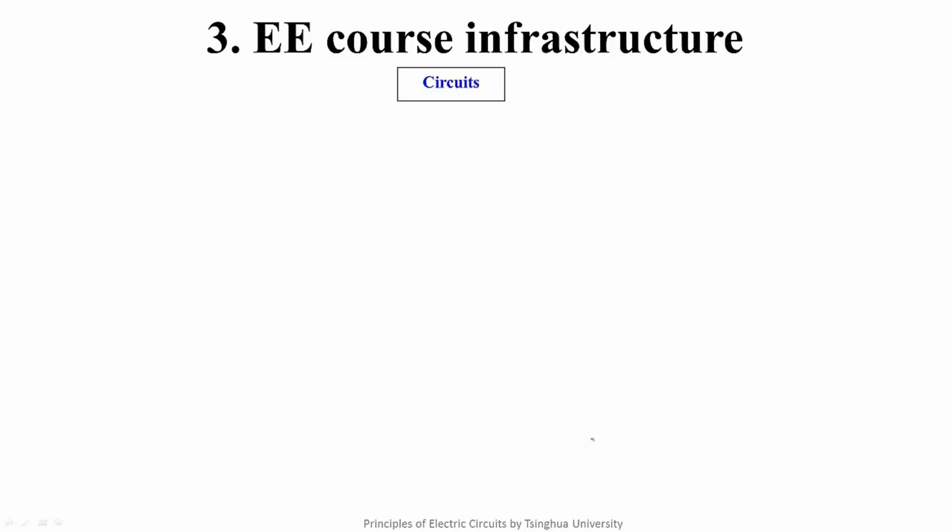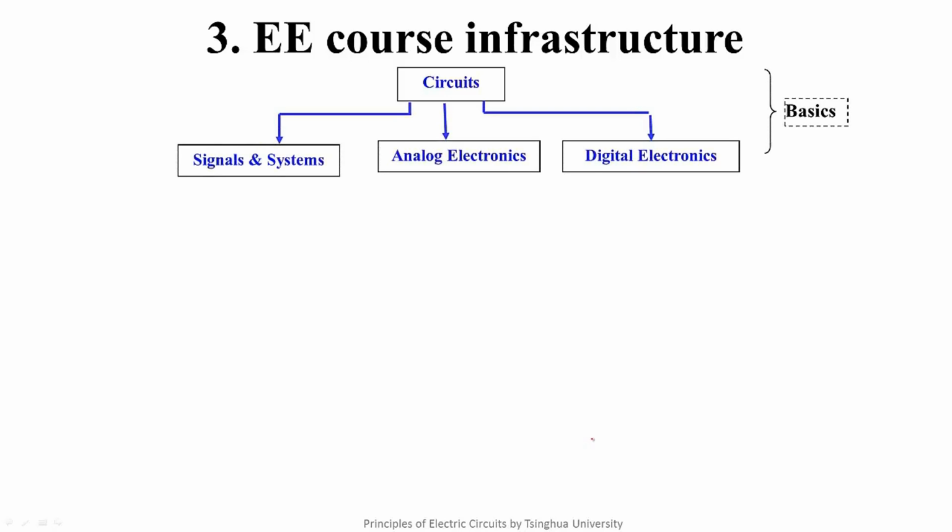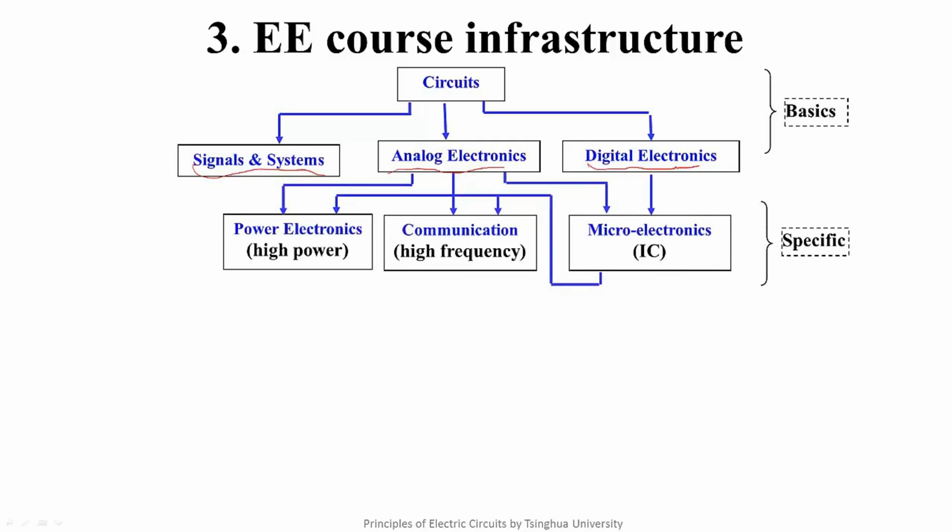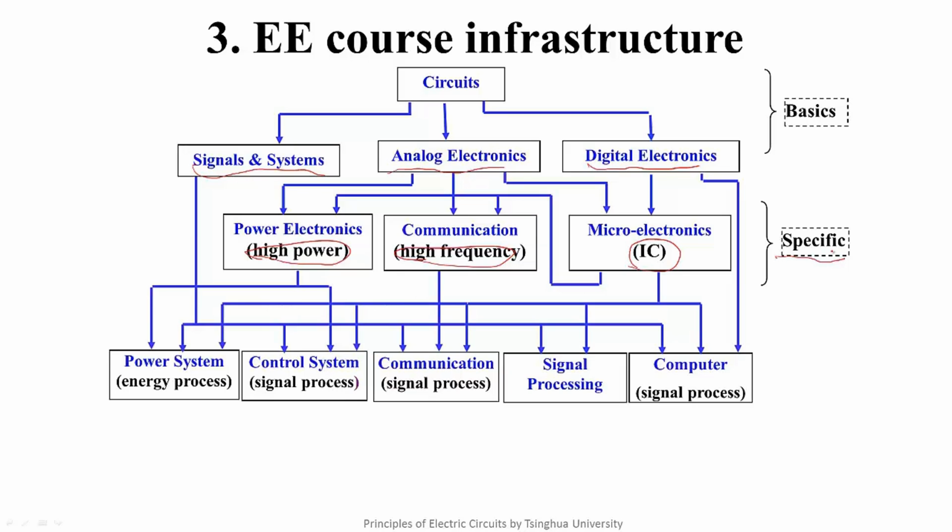After you finish electric circuits, you may learn 3 important courses. They are signals and systems, analog electronics, and digital electronics. The 4 courses are basic courses of EECS. After finishing these courses, students majoring in different directions may have different elective courses. For example, students who focus on high power may learn power electronics. Students who focus on high frequency may learn communication, and students who focus on IC may learn microelectronics. These 3 courses are called specific basic courses. On the foundation of the 7 courses, we can begin learning a lot of different fields of courses.